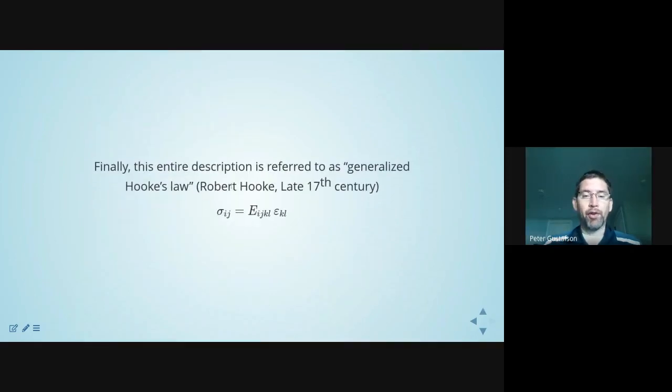But another representation or another description is this more compact notation. And the whole thing is generally referred to as Hooke's law. So Hooke's law itself was this proportionality between a load and a displacement. That was his 17th century law, just a proportionality between a given load and a resulting displacement in a material. Generalized Hooke's law now incorporates the fact that you've got a 3 by 3, or really a tensor, 9-component strain.